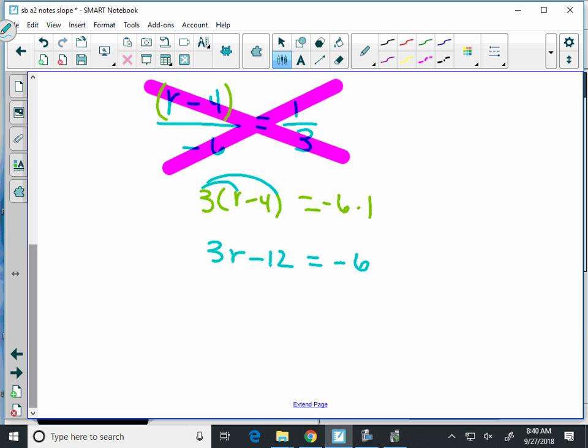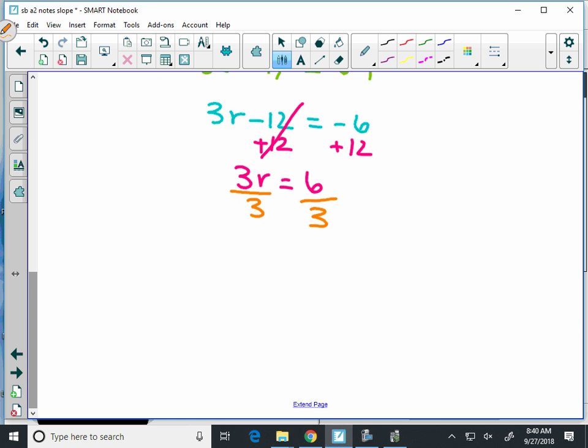What do we have to do with the 12? We're subtracting it, so add. Negative 6 plus 12 is 6. Now what do we have to do with the 3? Combine. And 6 divided by 3 is what? So r is equal to 2.